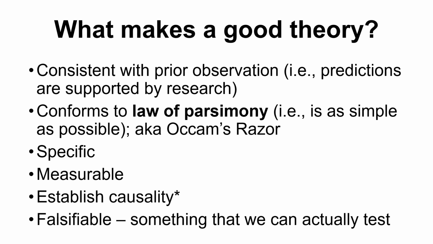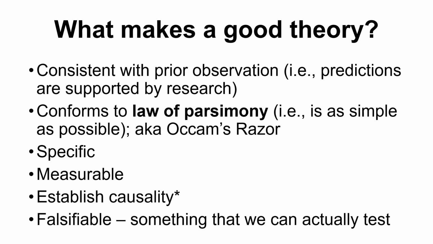We have a couple of different characteristics that make a theory a good one. We want our theory to be consistent with prior observations. Basically, the predictions that come from our theory should be supported by research. It should fit with what we already know about the topic in the literature. A good theory should conform to the law of parsimony, also called Occam's razor. This is the statement that, given everything else being equal, the simplest explanation is most likely the best. That's a fancy way of saying that a good theory is as simple as possible.